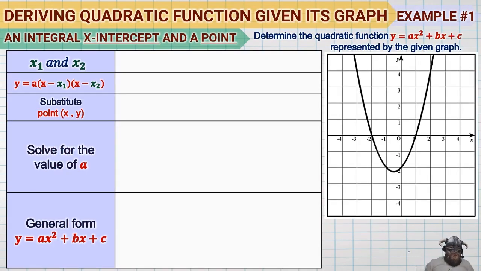Example number 1. So, once again, determine the quadratic function y is equal to ax squared plus bx plus c represented by this given graph. So, as you can see, dun sa first step na diniscuss natin kanina, all we have to do is to identify the x-intercepts. So, ito, x sub 1 tsaka x sub 2. So, dapat dalawa yung ma-identify natin. This given graph, ito kung makikita nyo, ito yung ating x-intercepts. So, that will be the point negative 2, 0 and positive 1, 0.